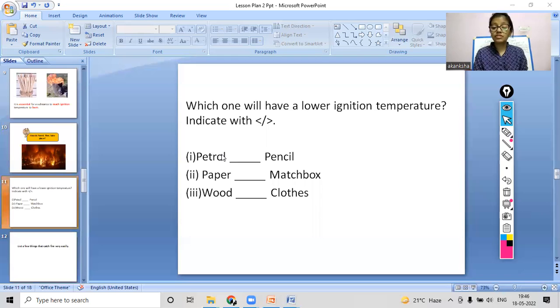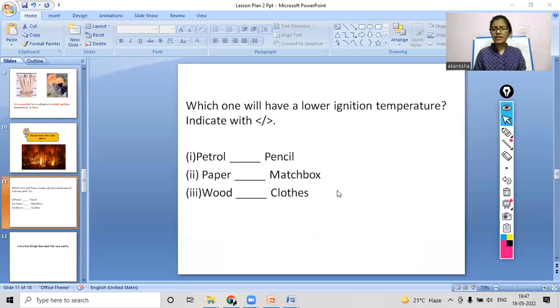Okay, petrol will burn faster. Yes. Okay, so now in this case, paper and matchbox, you can write your answers in the comment box or you can speak also. Paper or matchbox, who will burn faster? What do you think? Paper or matchbox?